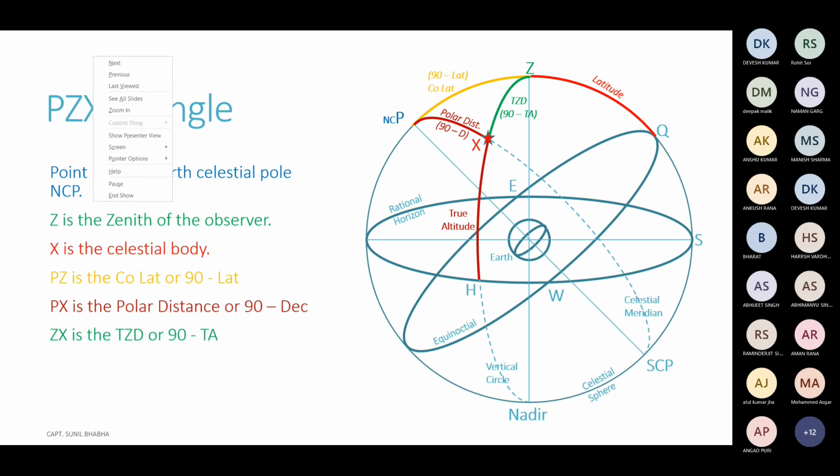Okay, so beta, after the PZX triangle, now the next concept which comes is to convert this diagram into the plane of the rational horizon. So right now we are looking at the celestial sphere. All these references we have made on the celestial sphere: the equinoctial system, both the celestial poles, then the horizon system, the zenith and the nadir, the vertical circle, the celestial meridian. All of these we have made on the celestial sphere. And now we will convert it into the plane of the rational horizon.